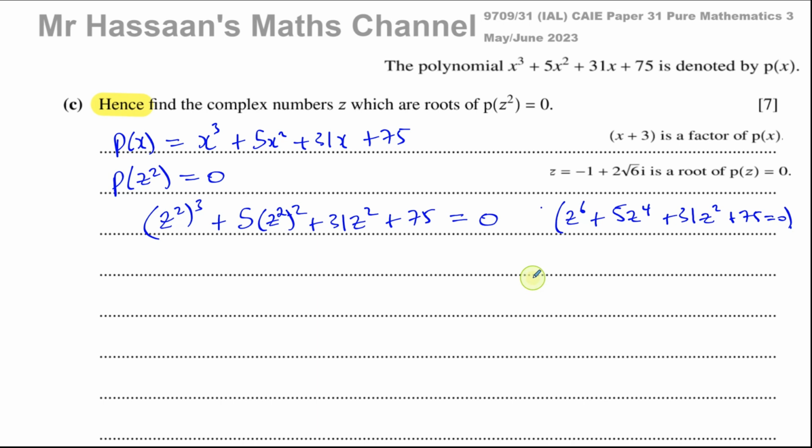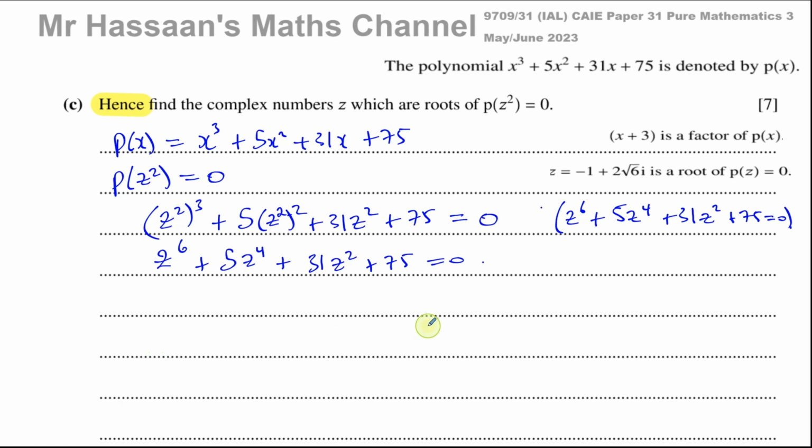And what we can do is we want to try to find the roots of this equation. So what we could do, we could write it like this if we want to. Let's have a look. I could write it like this: z to the power of 6, plus 5z to the power 4, plus 31z squared, plus 75 equals 0. I was thinking about doing it a different way, but let's just do this.